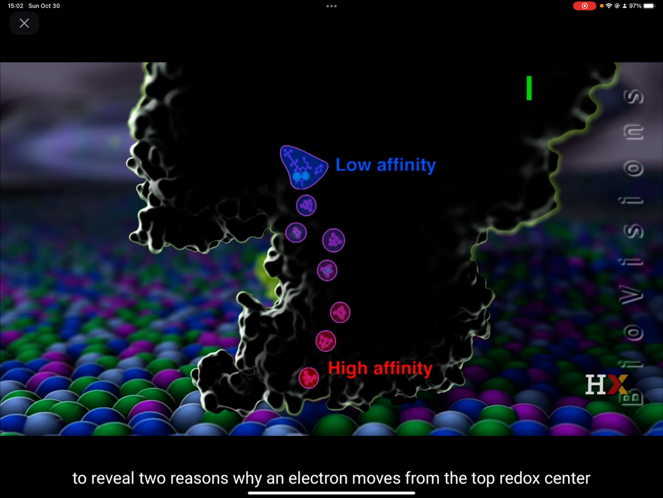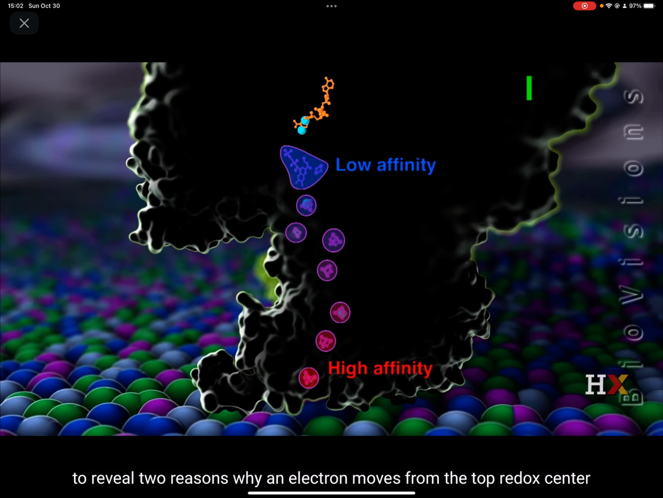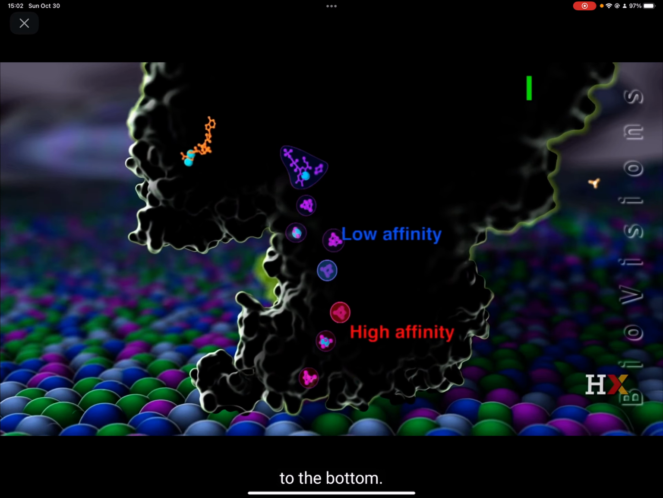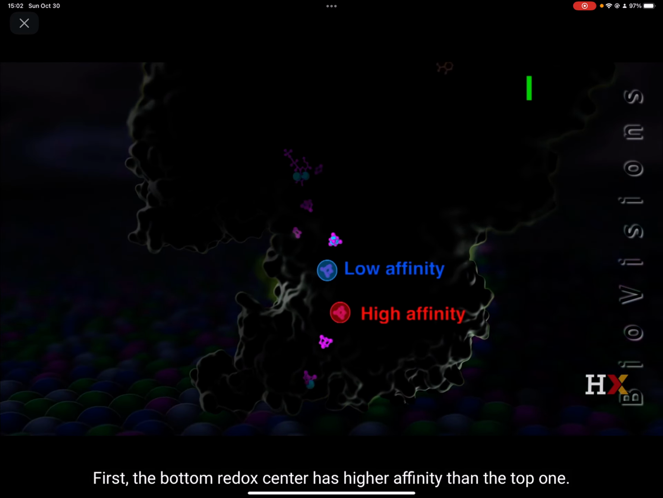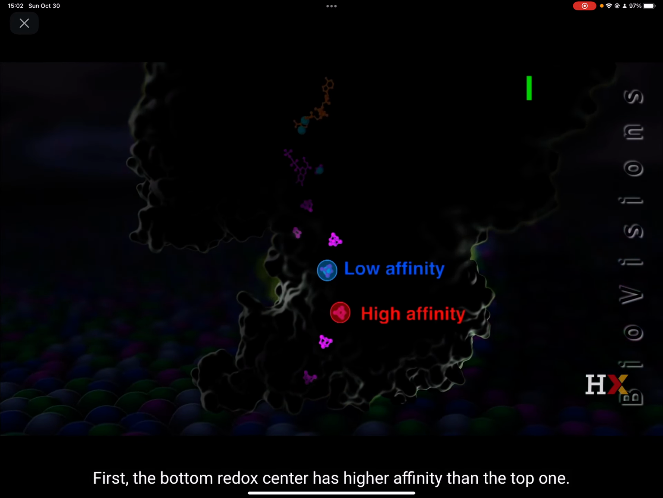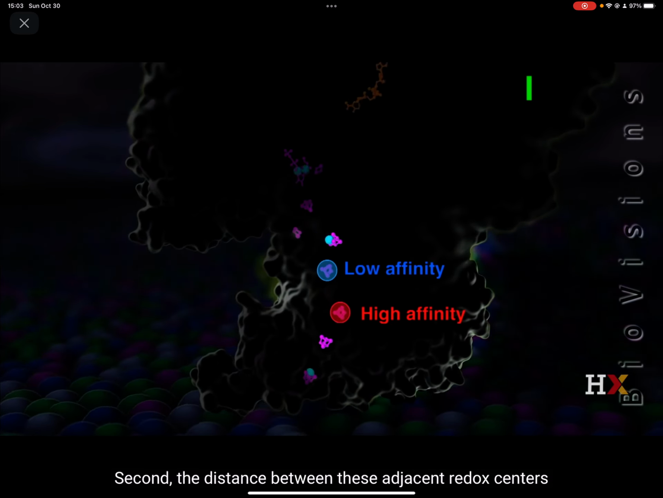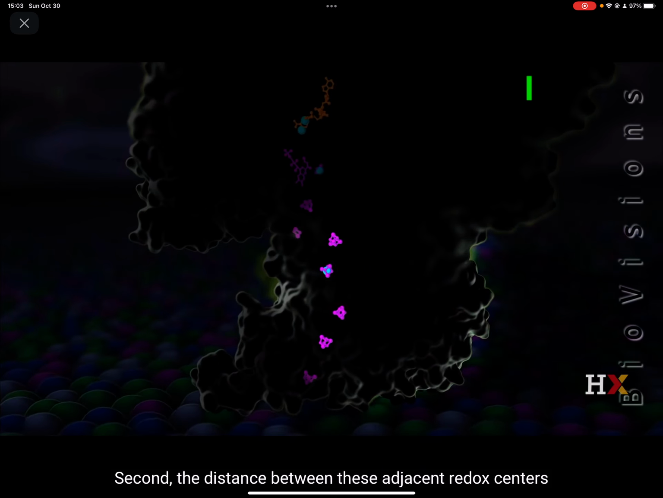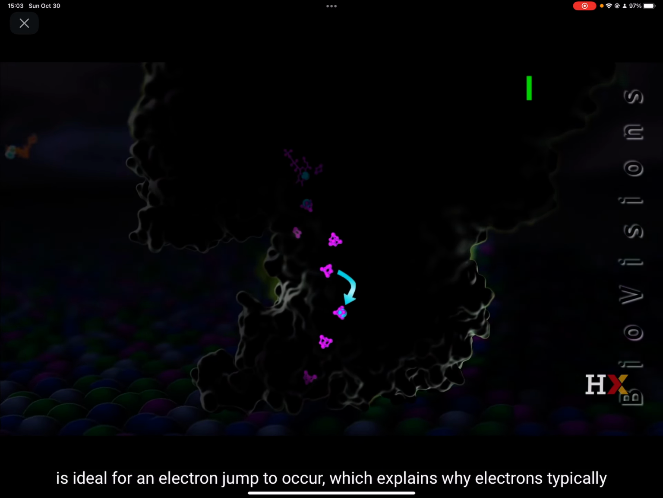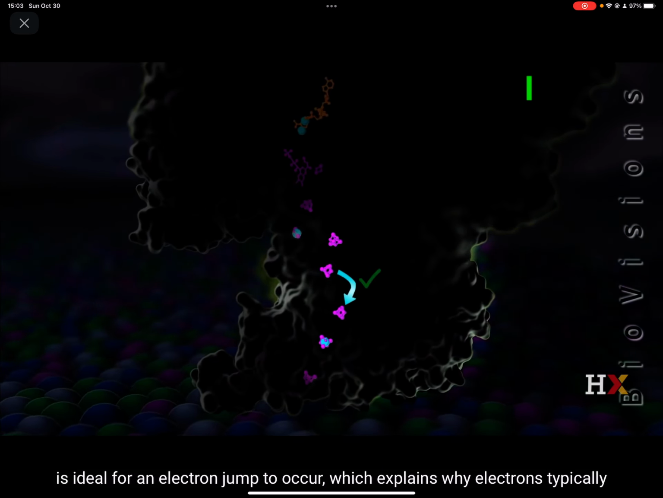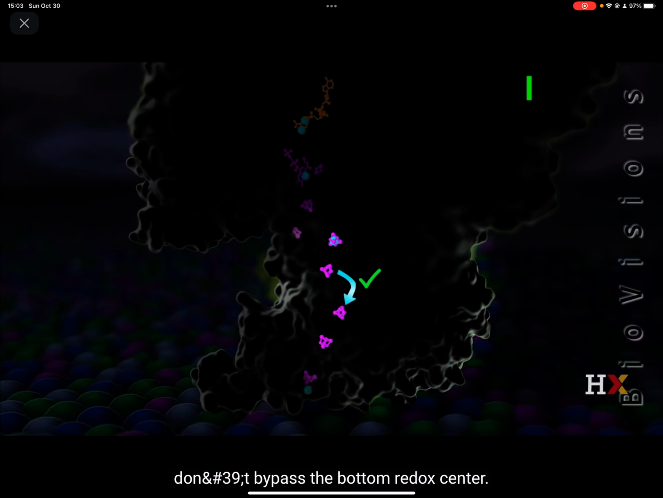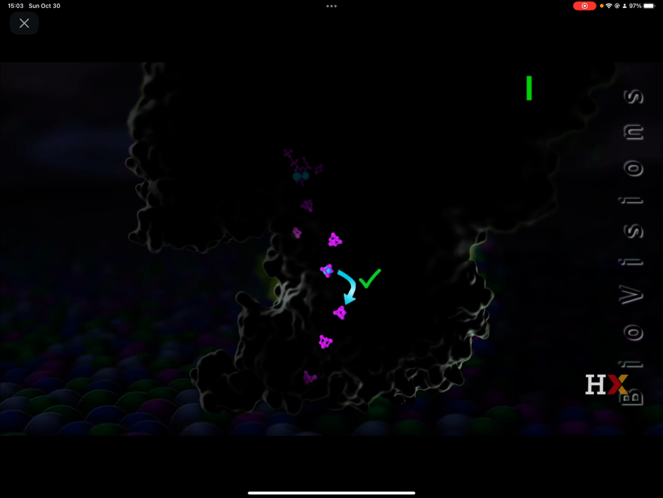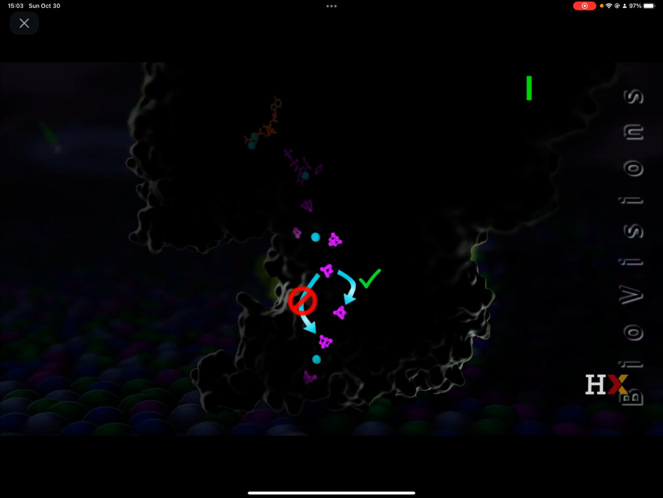So let's look at a couple of these and reveal 2 reasons why the electron moves from the top to the bottom. First, the bottom redox center has a higher affinity than the top one does. This has to do with the standard reduction potential. Second, the distance between these is ideal for the electron to jump, and this explains why electrons don't bypass the bottom redox. They go through each and every step of this chain.